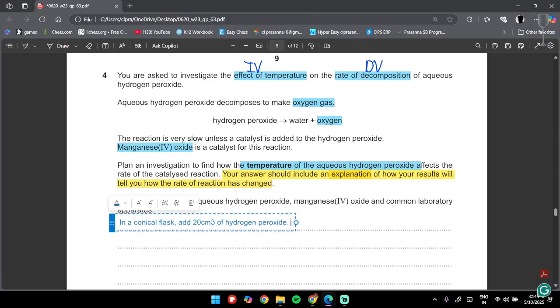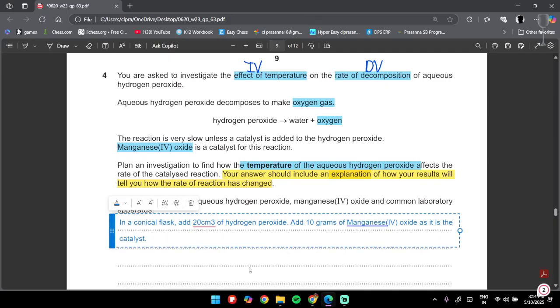Okay. Now I also have to add manganese oxide, right? So I'll say add maybe 10 grams of manganese oxide as it is the catalyst. Okay. Perfect. Then I'm going to say how am I going to change my temperature between these, and how am I going to measure the oxygen gas, right?